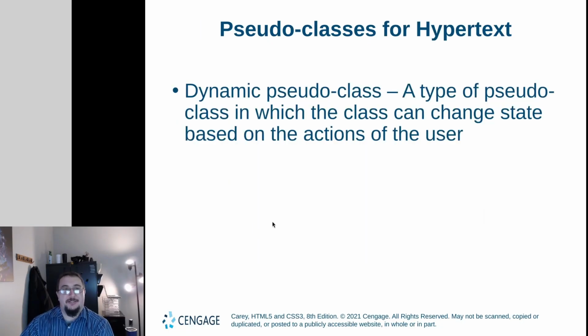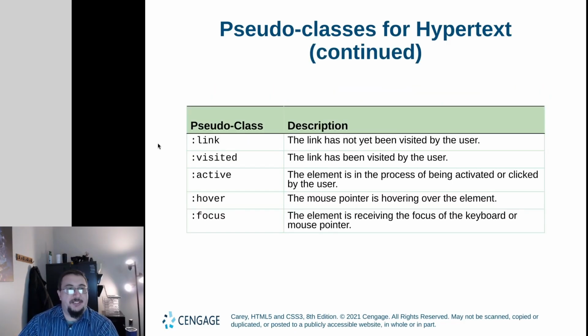Dynamic pseudo classes will change state based on user actions. For example, we see links here, a link set without any visiting, a link that's been visited, meaning you've clicked on it, or some other action. Active means that you are actually clicking on it. Hover means you are over top of it. And focus means that it is the focus of your keyboard or mouse.